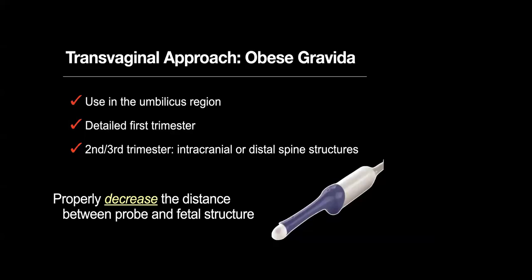Also helpful, what I've learned from others, is really using the transvaginal approach with the obese gravida. So utilize the umbilicus region, really helpful, especially in a detailed first trimester, if that's something that you perform routinely in your lab. In the second and third trimester, looking at the intracranial or distal spine structures, especially in the third trimester, is really helpful for performing neurosonography, if that's something you have the ability to do. And the key is mainly that it decreases the distance between the probe and the fetal structures, allowing you to view optimal structures, right?